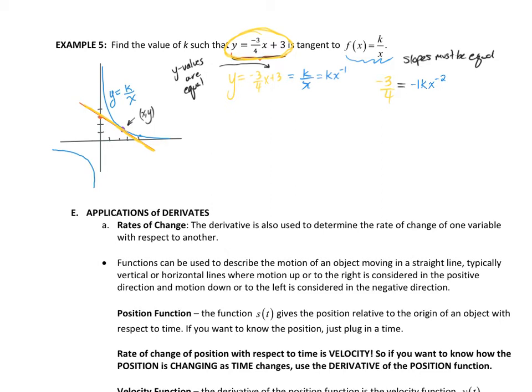So I'm going to clean it up and say that negative k x to the negative 2 would be like the opposite of k over x squared. So we've got to be really solid with our properties of exponents. What does it mean to be a negative exponent? And of course, that's equal to negative 3 over 4.